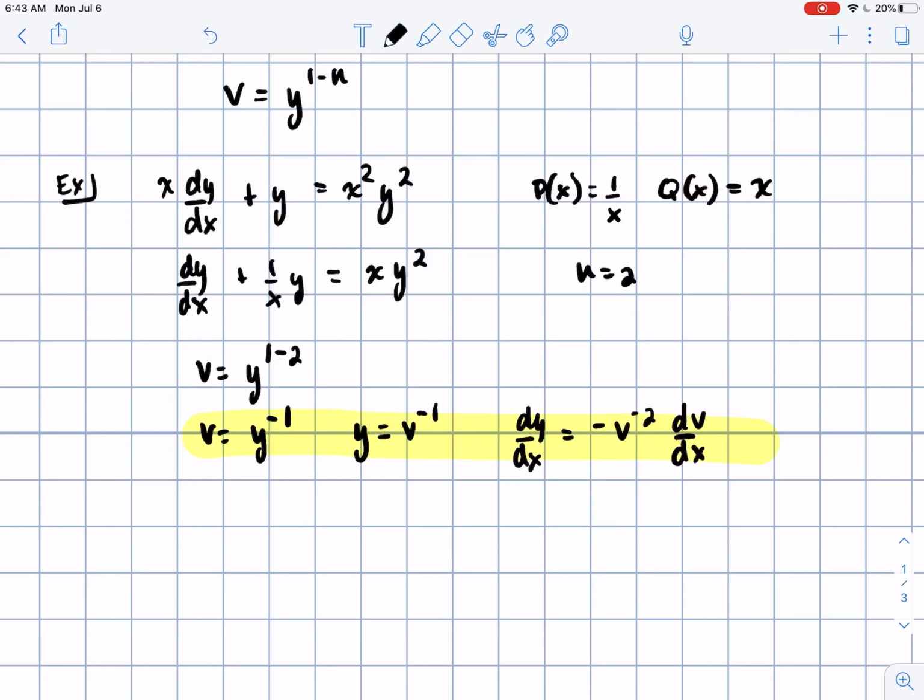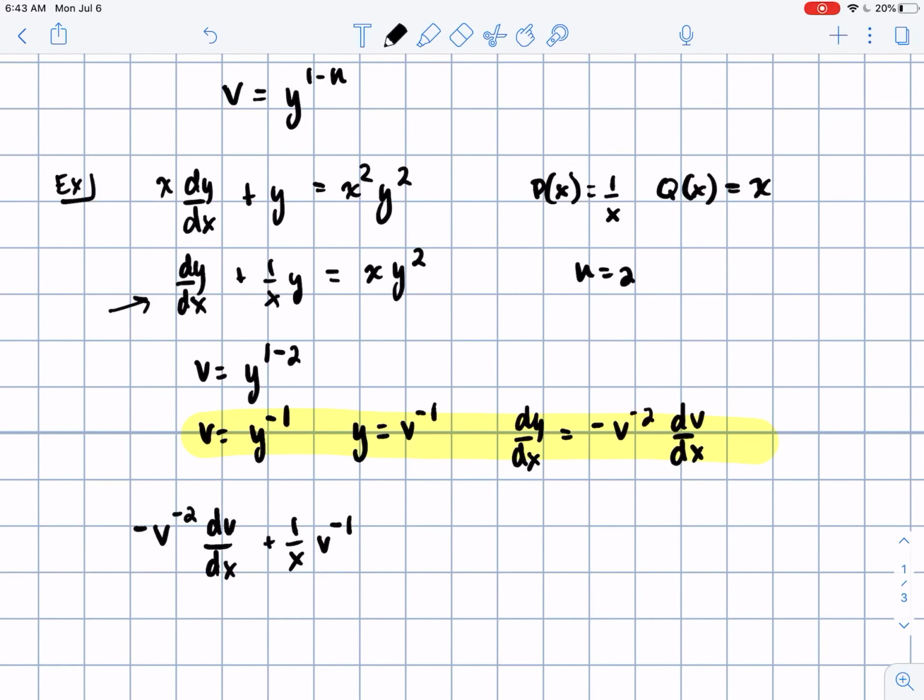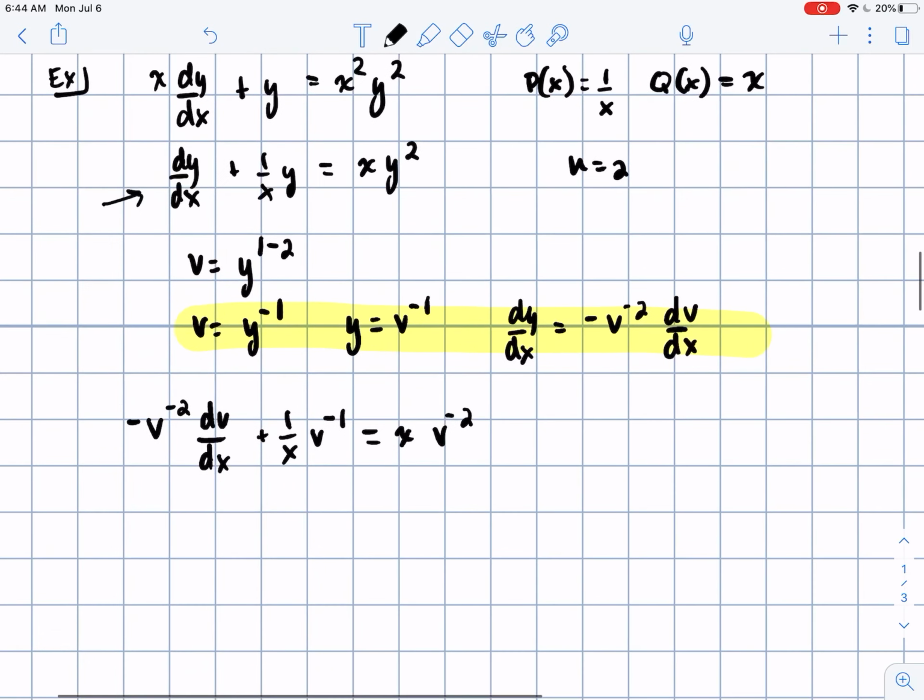So let's substitute now. Negative v to the negative 2 dv/dx, so I'm substituting in here, plus 1 over x times y. In our case, y is v to the negative 1, equals x times v to the negative 2, since I was substituting into that y squared.